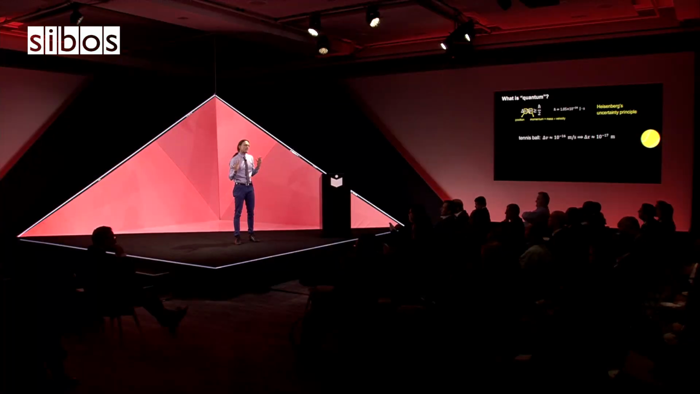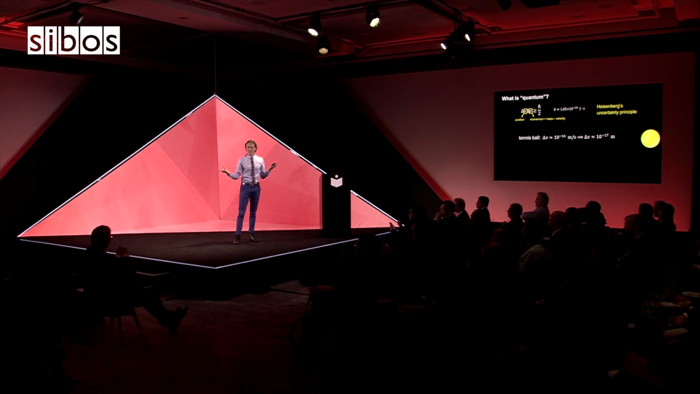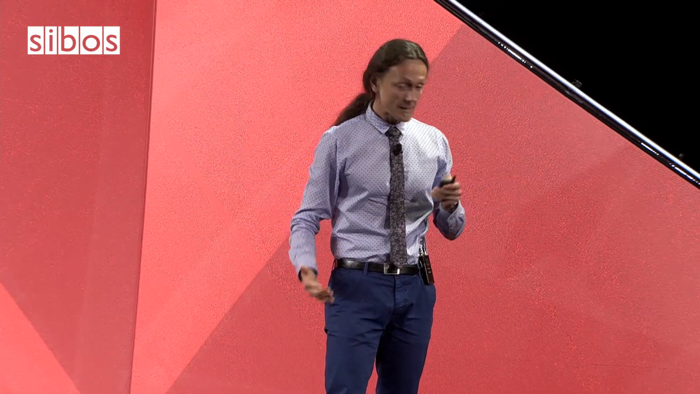So this is the sense in which we say a tennis ball is a classical object, is not a quantum object. It's actually a quantum object too, but because of its size and mass, the quantum uncertainty principle doesn't matter. It's completely irrelevant.